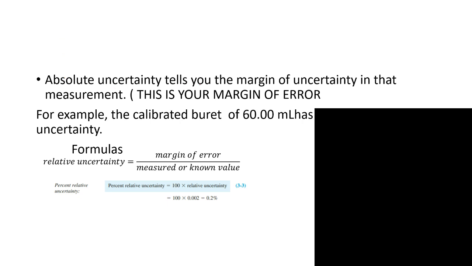Absolute uncertainty tells you the margin of certainty in the measurement. This is your margin of error. For example, a calibrated 60 milliliter flask has 0.02 mL of absolute uncertainty. Some formulas to keep in mind: relative uncertainty equals margin of error divided by measured or known value. Percent relative uncertainty is just 100 times the relative uncertainty. That's why it's a percent. Percent means times 100.